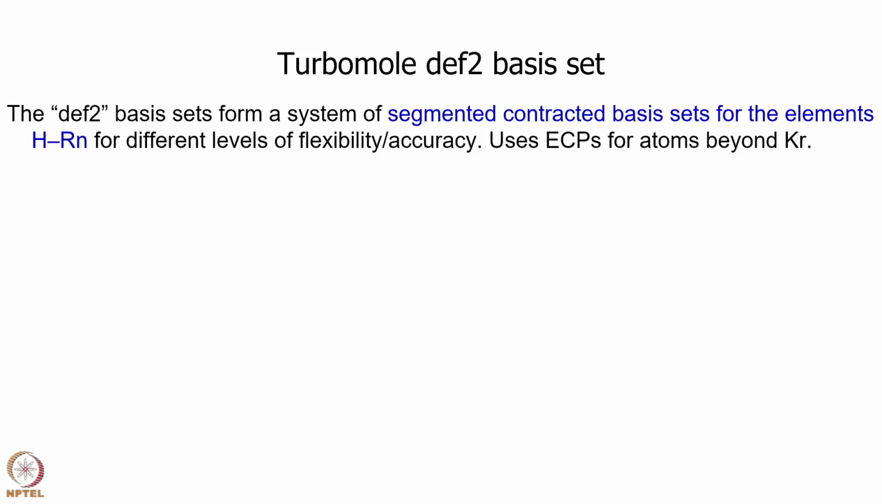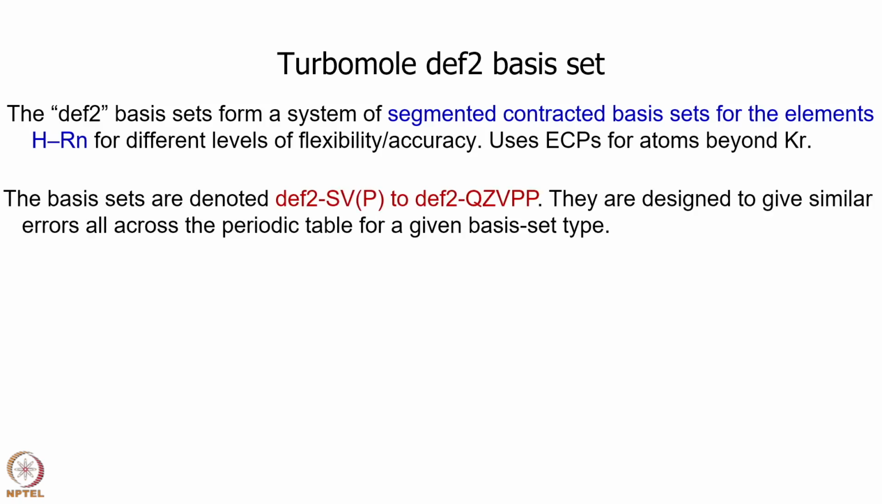So this def2 basis set forms a system of segmented contracted basis sets for the elements hydrogen to Rn, for different levels of flexibility and accuracy. And one of the particular properties of this basis set is that it automatically uses ECPs for atoms beyond krypton. So the advantage is that this basis set is available for almost the whole periodic table. So you can use the same basis set for all the elements you want to do calculation upon, which is not the case in many of the basis sets, where you will not find it for all the elements you want to do calculation upon.